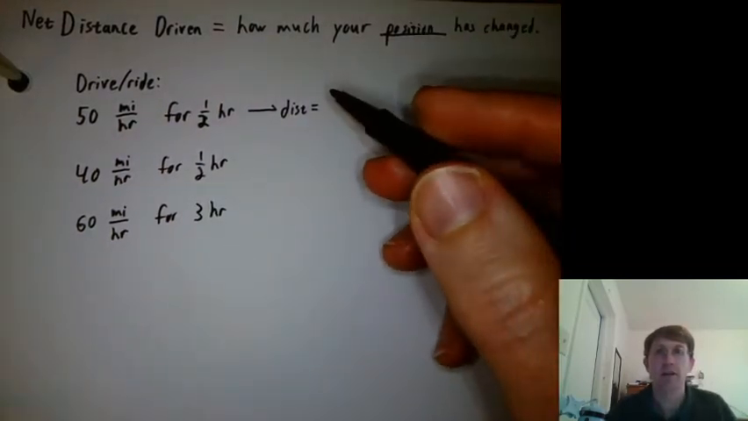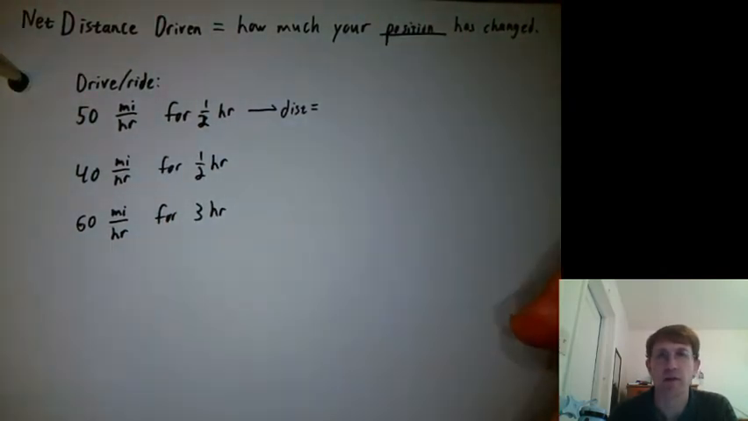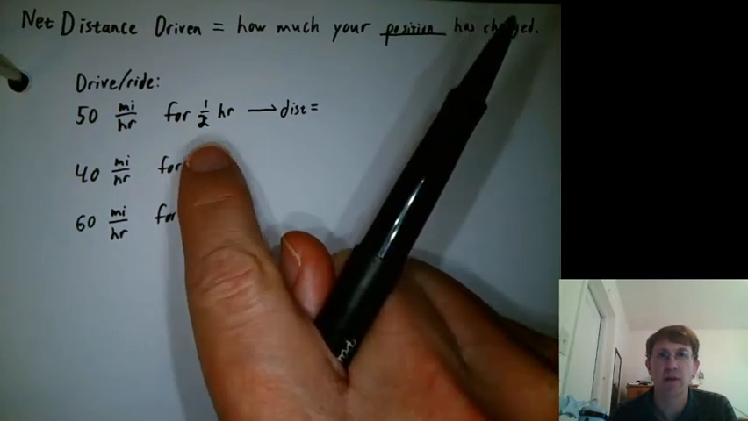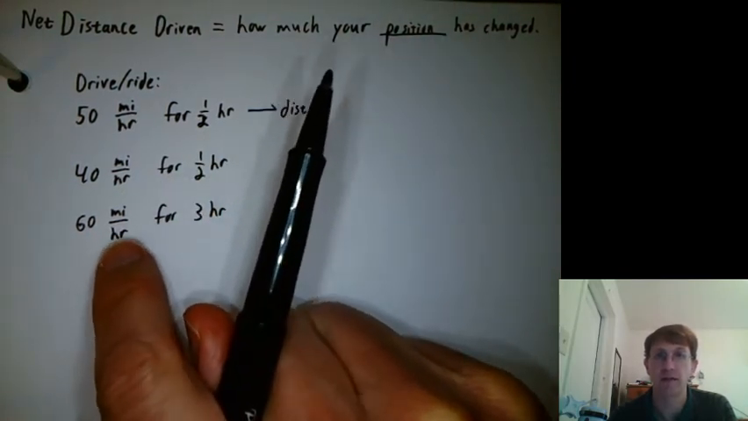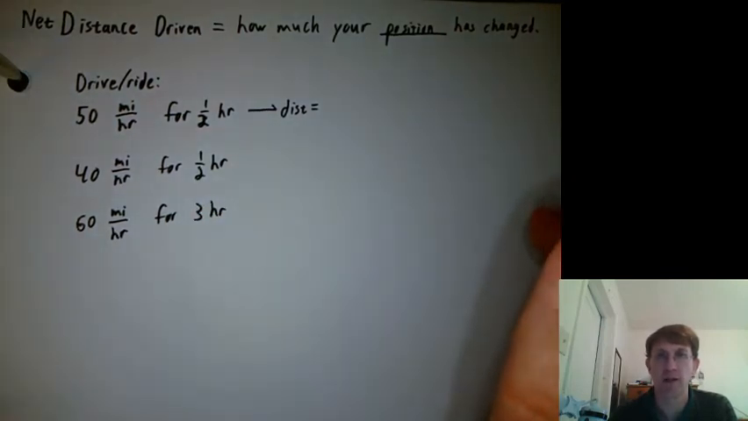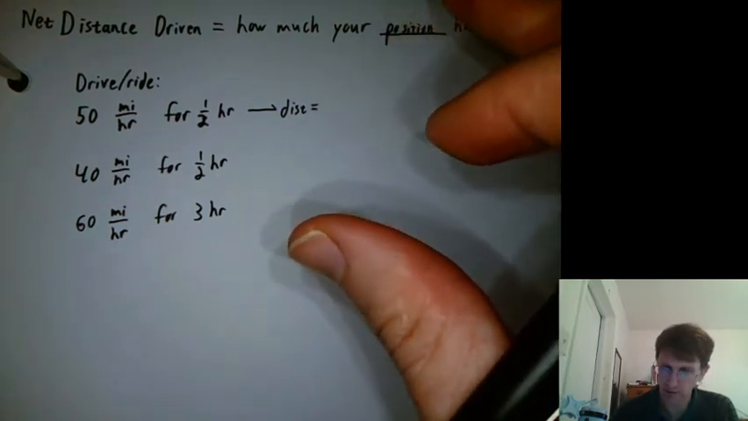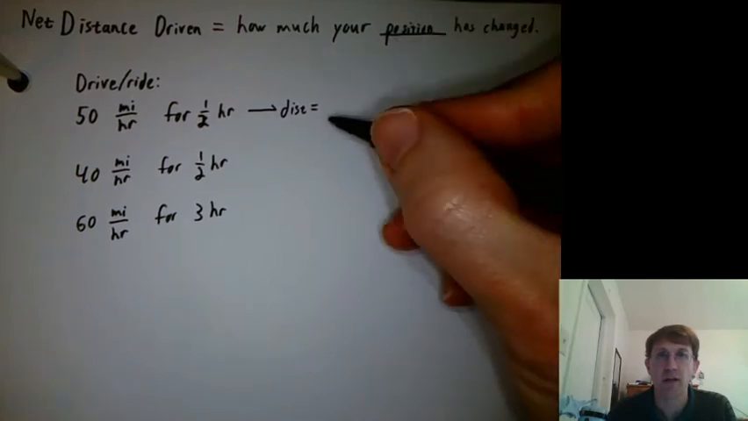So let's take a sample driving here. You could pretend these are kilometers if you want to be a rational person. If I drive 50 miles an hour for 1/2 hour, and then 40 miles an hour for another 1/2 hour, and then 60 miles an hour for 3 hours, how much total distance have I driven? You can probably do that maybe even in your head, but let's try to do it in an organized way.